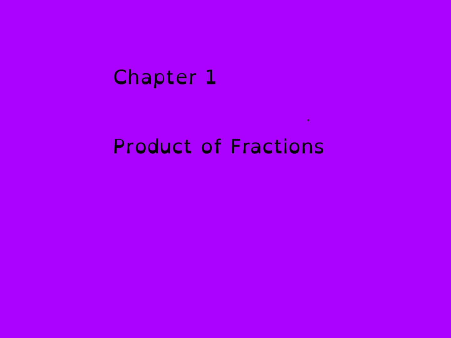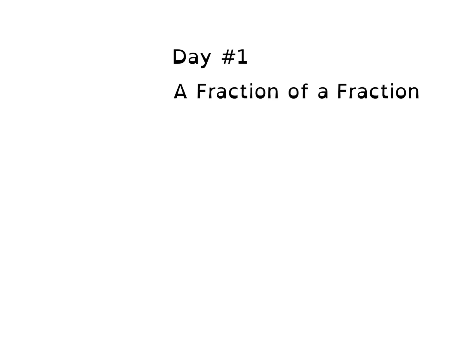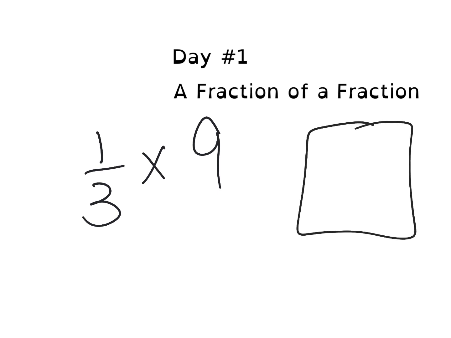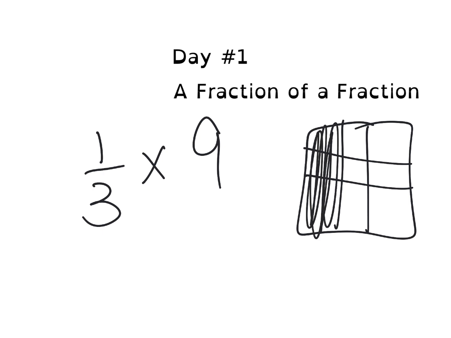If you remember the word of, what does the word of mean? To multiply. Number 1, a fraction of a fraction. I'm going to show you, before we did 1/3 of 9. So basically putting 9 into 3 parts. So if we had 9, and if we just did 1 of the thirds, it would be 3.